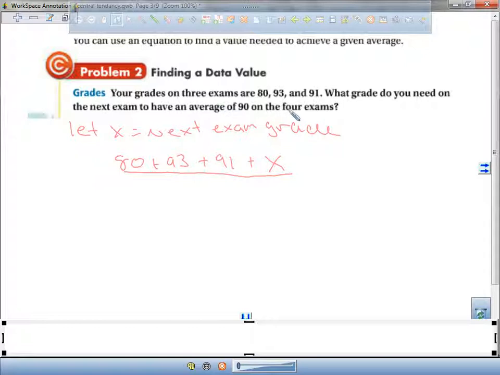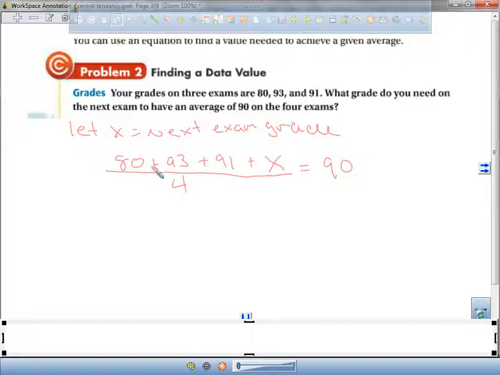4, because altogether you're going to have 4 tests, right? On 4 tests, to have an average of 90. So that's the way you set this up using algebra, right? It says your grades on 3 exams are 80, 93, 91. What do you need on the next exam to have an average of 90 on the 4 exams?